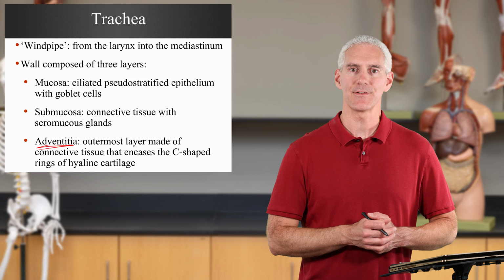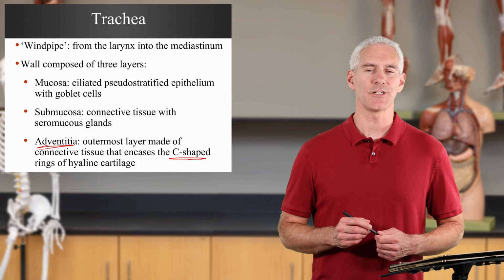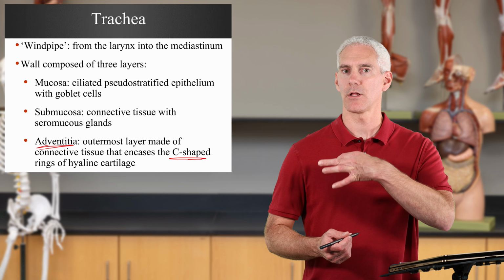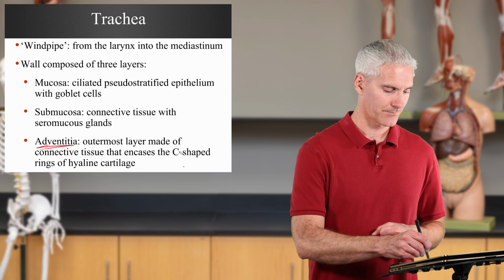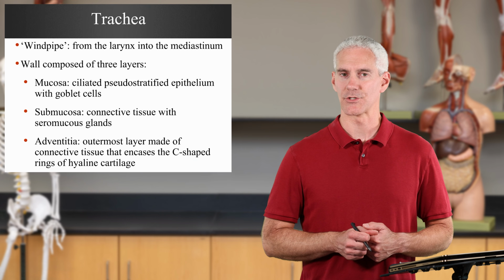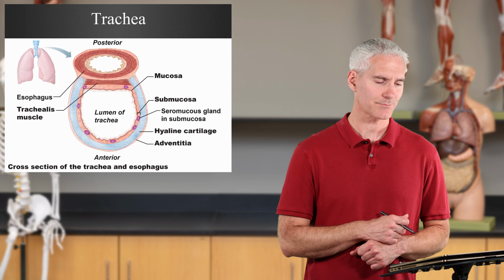Now in this case, this adventitia also has cartilage. It's going to have those C-shaped rings of hyaline cartilage. Those are those tracheal cartilage rings that go all the way down. So it's really meant to help provide the structure of the trachea. So mucosa, submucosa, and adventitia.